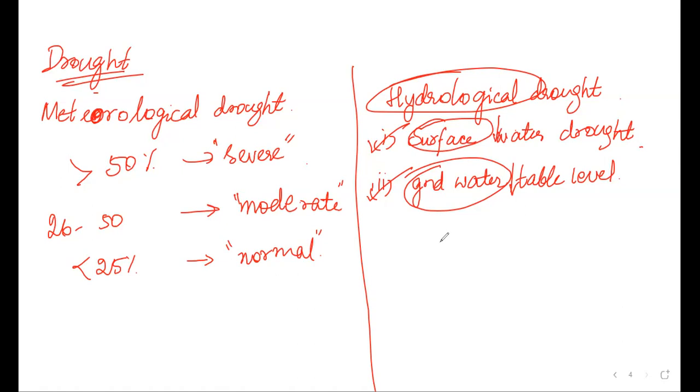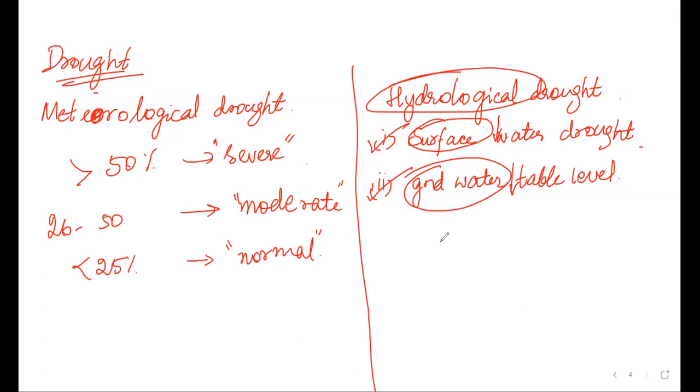The second thing is change in cropping pattern. We have discussed this so many times. If I'm cultivating water guzzling crops like rice and sugarcane, I have to supply too much water. So a change in cropping pattern is also another reason for agricultural drought.